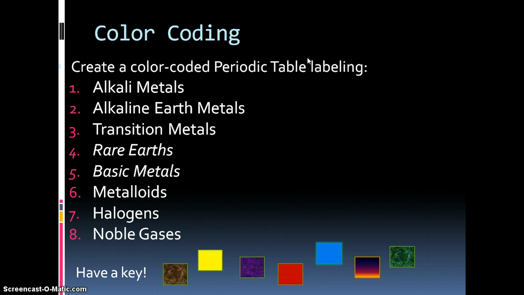So your favorite color that you want to see the most is going to be transition metals, because that's going to take up most of the space. And when you're coloring, make sure you can still read the numbers and name of each element. So don't color too darkly.